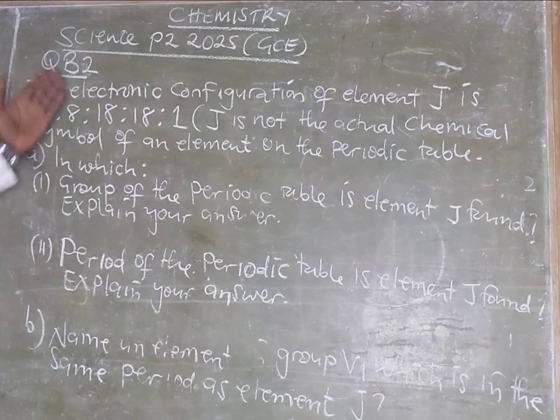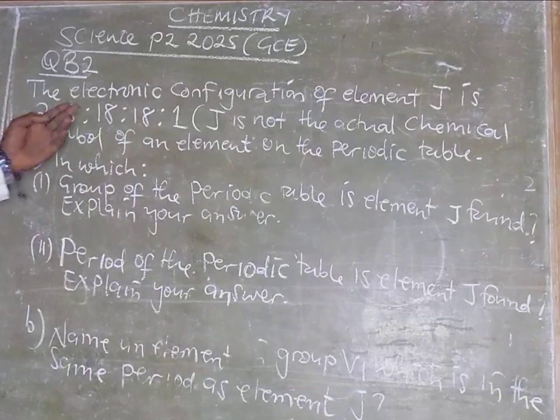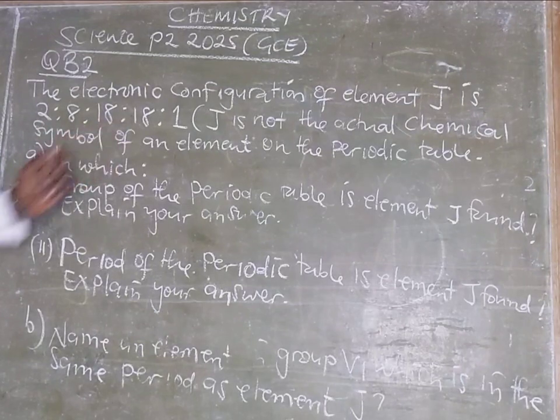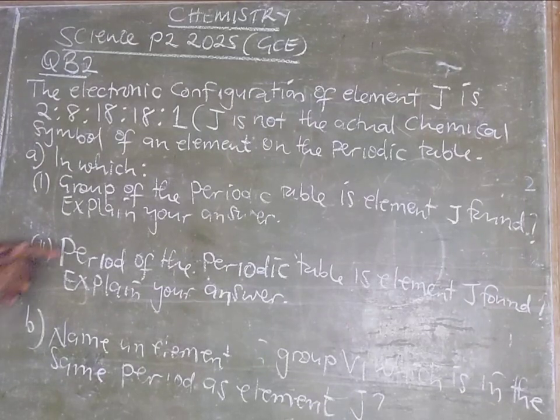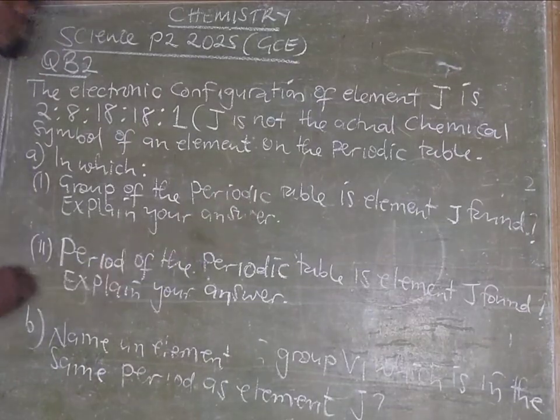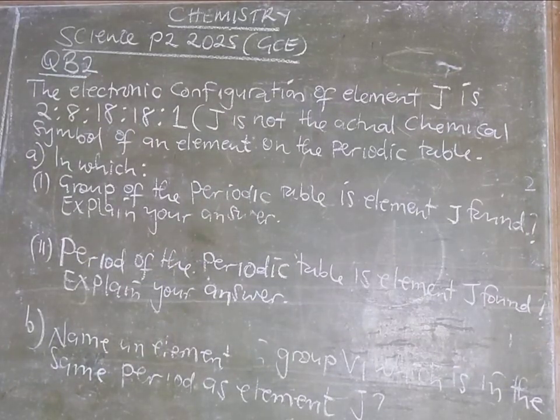Okay, so here we have question B2. So that is section B. So the question reads, the electronic configuration of element J is 2, 8, 18, 18, 1. J is not the actual chemical symbol of an element on the periodic table. In which group of the periodic table is element J found? Explain your answer. So that is question 1.